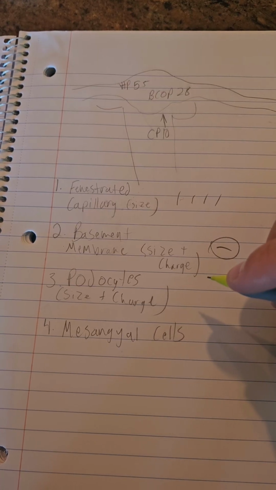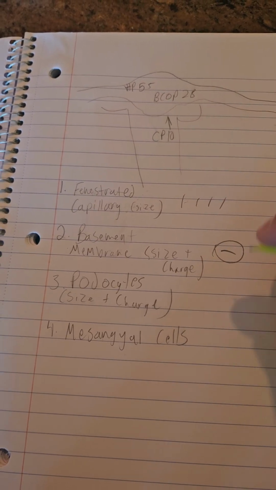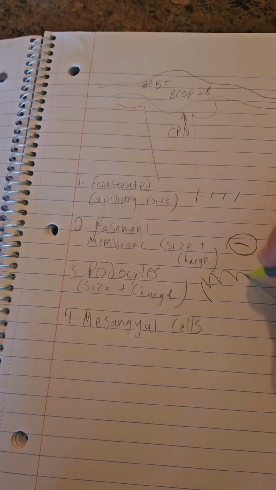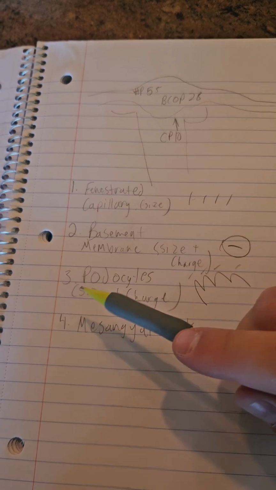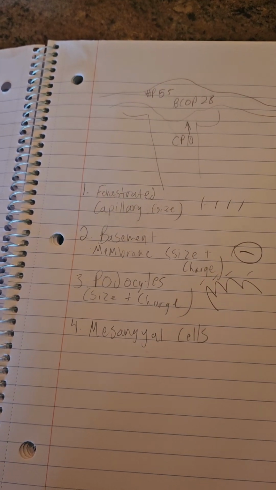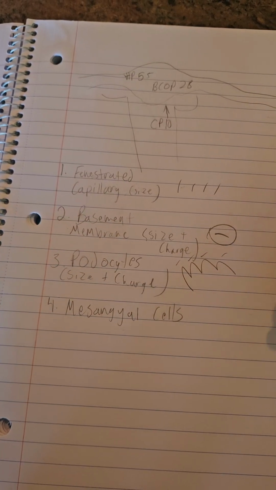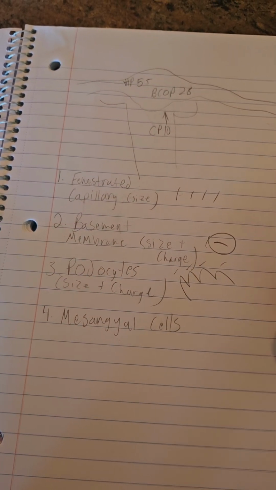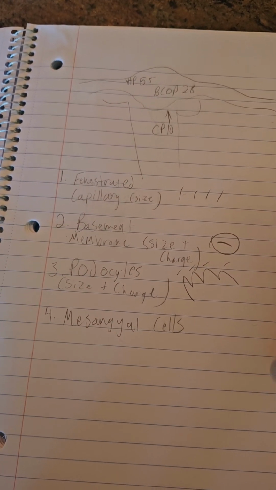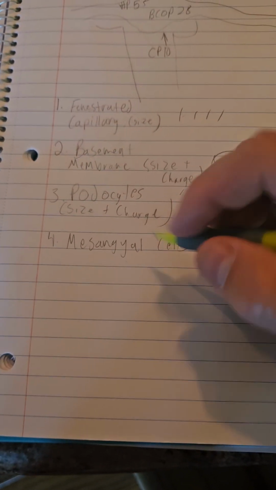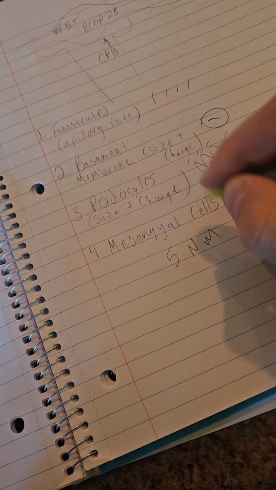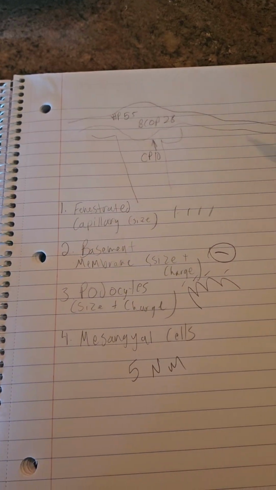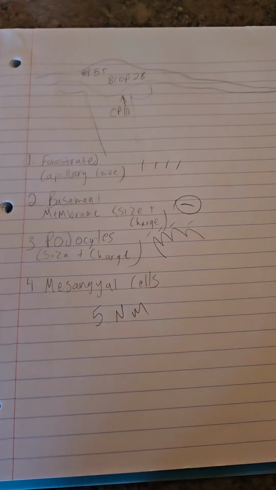Podocytes, which size and charge, are like these little cells with these little fingers that have negative charges on them, and they will also separate things by size and charge. And then the 4th layer are mesangial cells, which is like smooth muscle. And so things that get through are uncharged, and they're about 5 nanometers in size. So that is how things filter into the capsule.